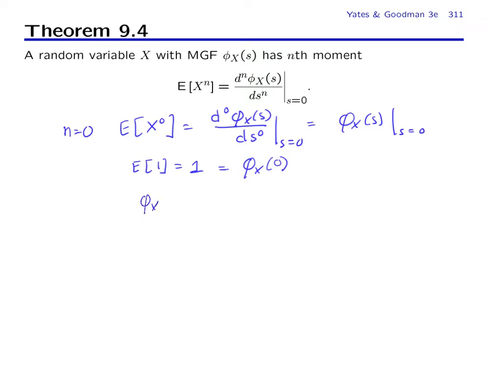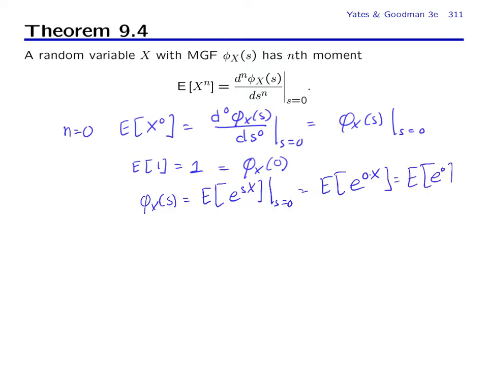because phi_X of s, the moment generating function, is the expected value of e to the power sX. And if we evaluate this at s equals 0, we get E of e to the 0 times X, which of course is the expected value of e to the 0. And e to the 0 is 1, and the expected value of 1 is 1. This theorem is a little more interesting at n equals 1.